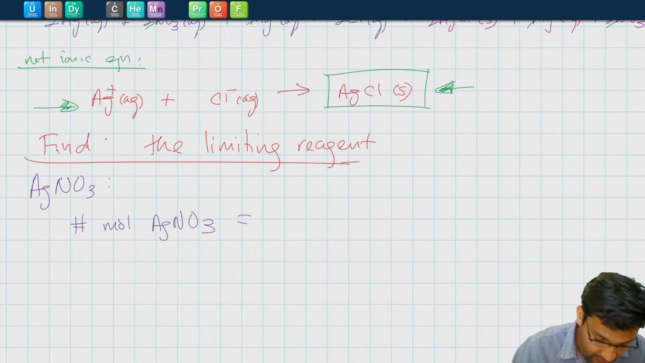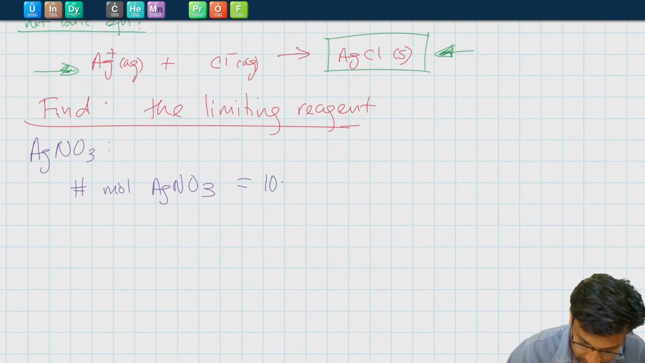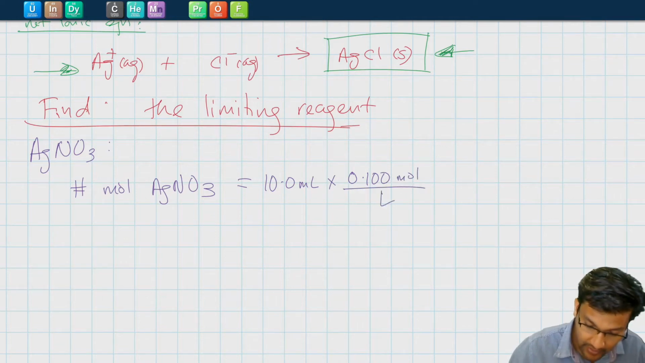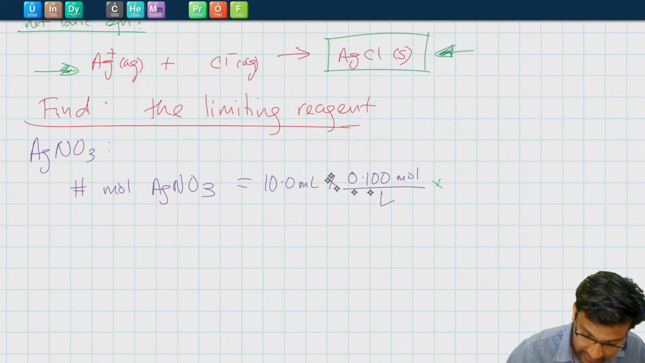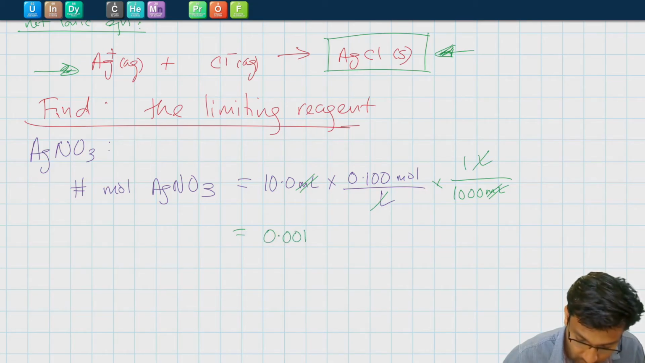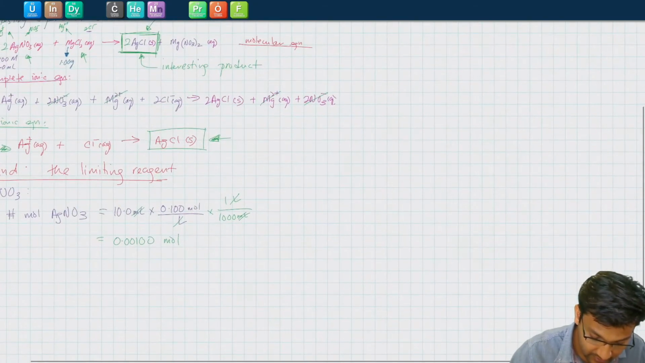We started with 10.0 milliliters of silver nitrate, and the concentration was 0.100 moles per liter. So if we convert milliliters to liters by using 1000 milliliters equal to 1 liter, we'll find the number of moles of silver nitrate, which just happens to be in this equation, 0.00100 mole. So that's our moles of silver nitrate, but that is not the product, that is just the reactant.